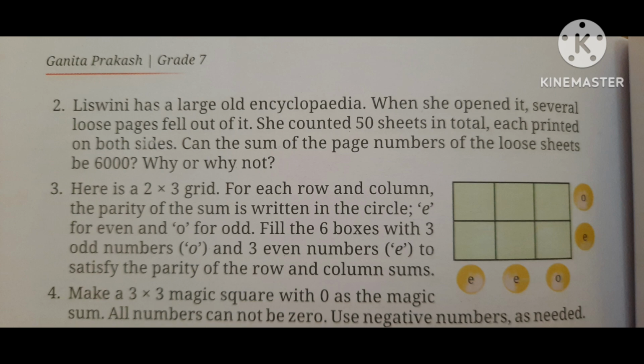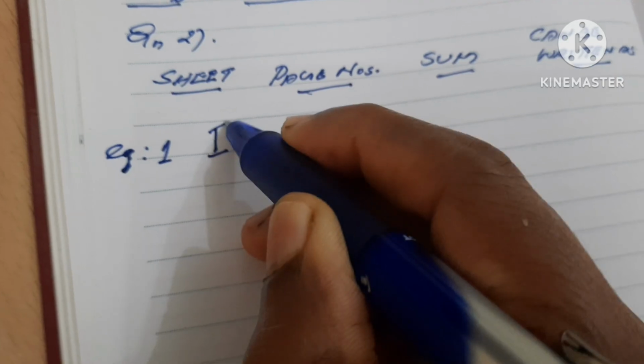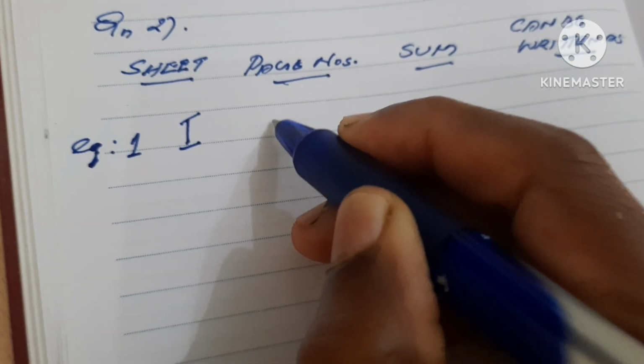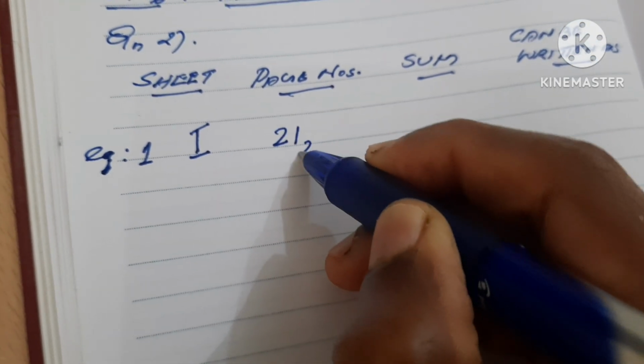Why or why not? You know that if you take any random sheet, it consists of two pages. So the page numbers are consecutive. So the sum will always be an odd number, isn't it? One even and one odd number, right? So now we will see with examples.